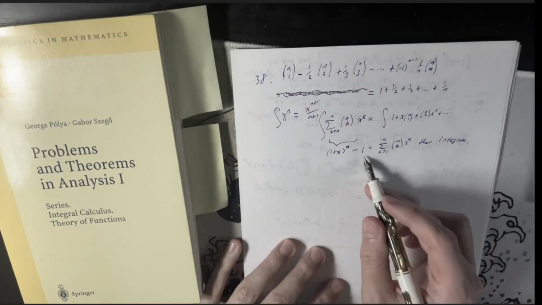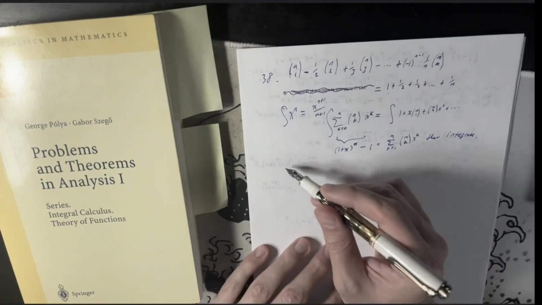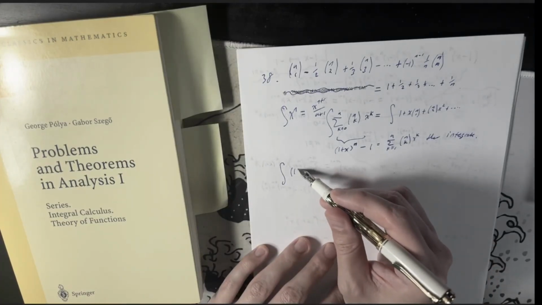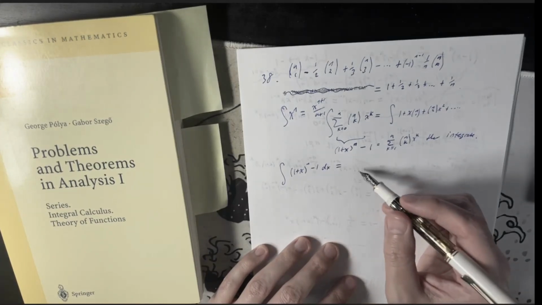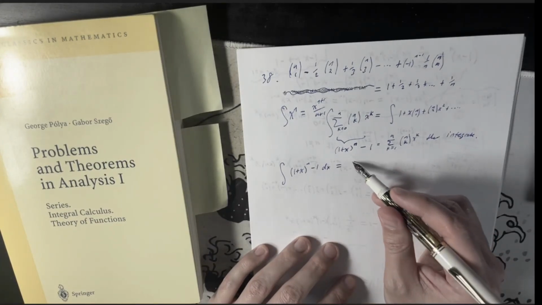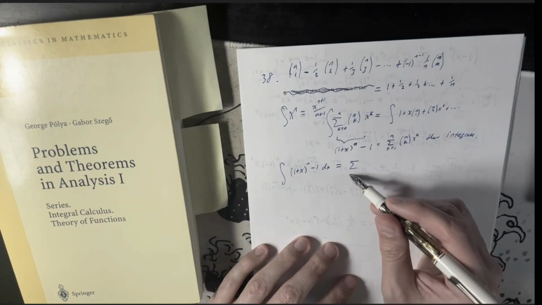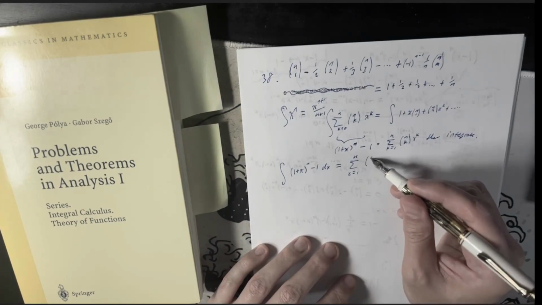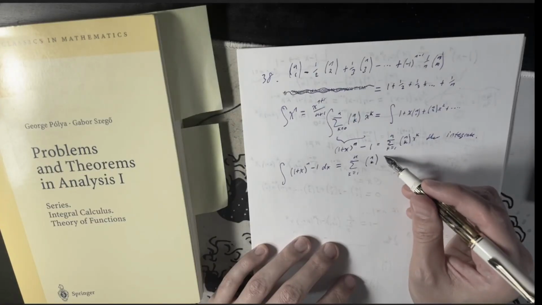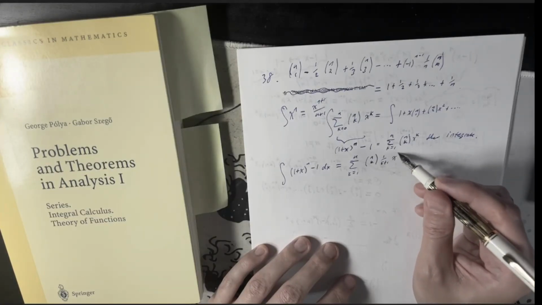Alright, so suppose I integrate this. That is the same as this series. Let's start at 1 again. n choose k, 1 over k plus 1, x to the k plus 1.